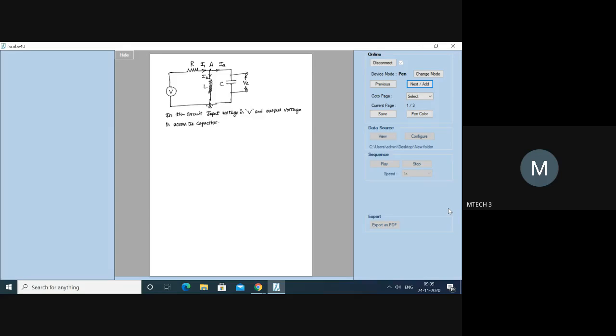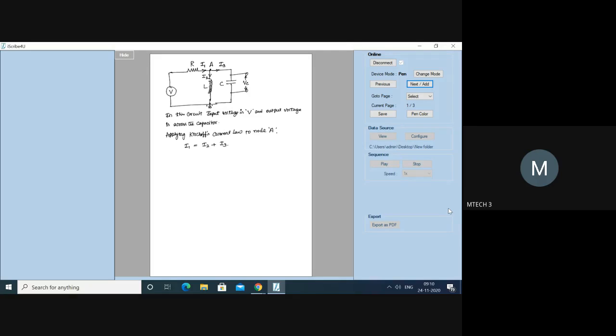Okay, right. Next, applying Kirchhoff's current law to node A. I1 equals I2 plus I3. Okay, right. Now we'll write the equations for I1, I2 and I3.